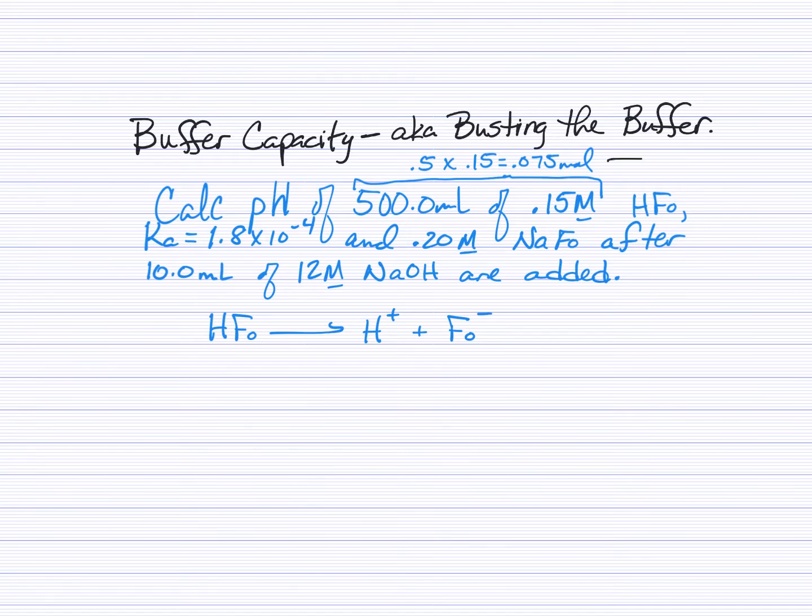So I've shown you up here that that's going to leave me with a calculation of 0.075 moles of that. And I have 500 mL of a 0.2 molar sodium formate. Now, we aren't worried about that Na. It's a very weak acid, but we're worried about that conjugate base. That's going to be 0.10 moles here.